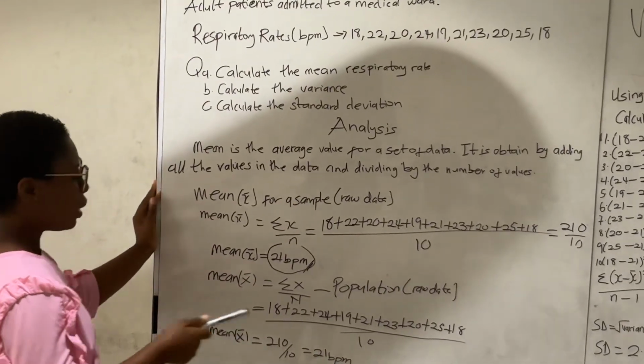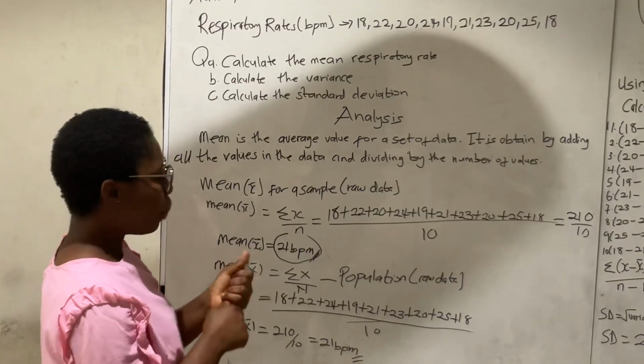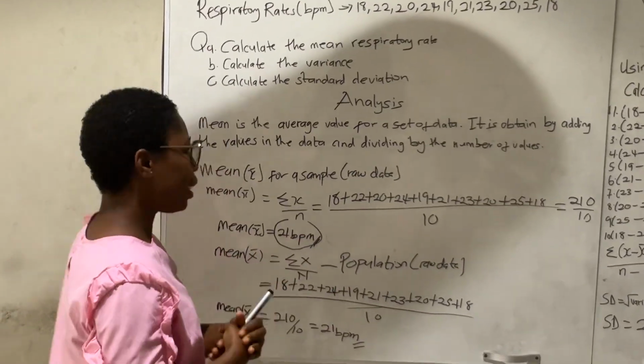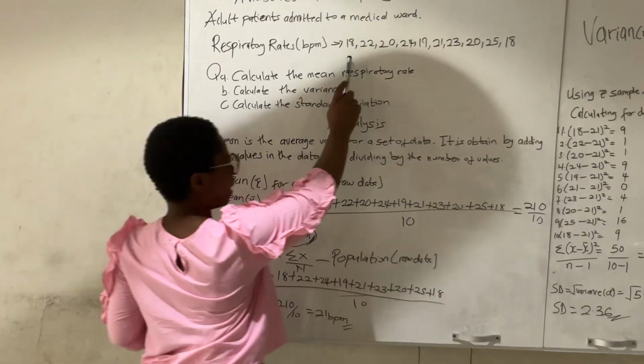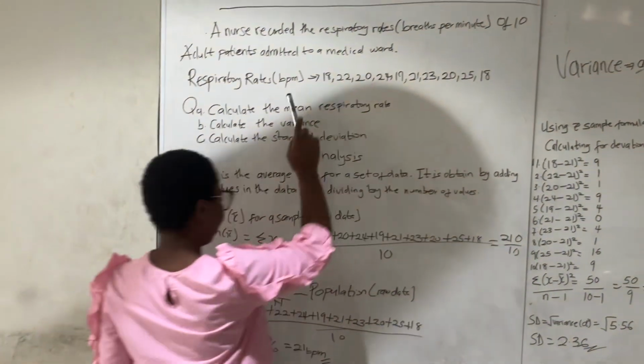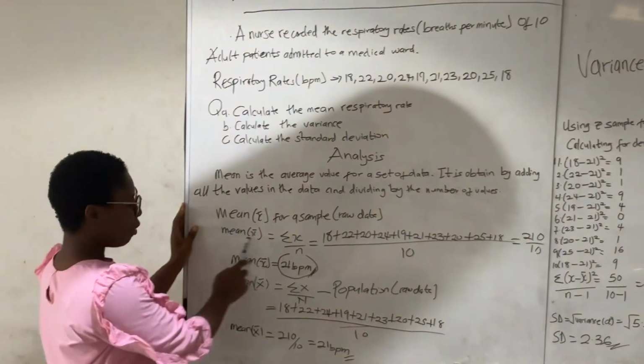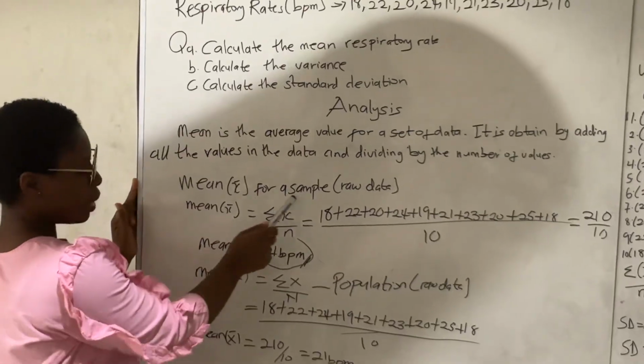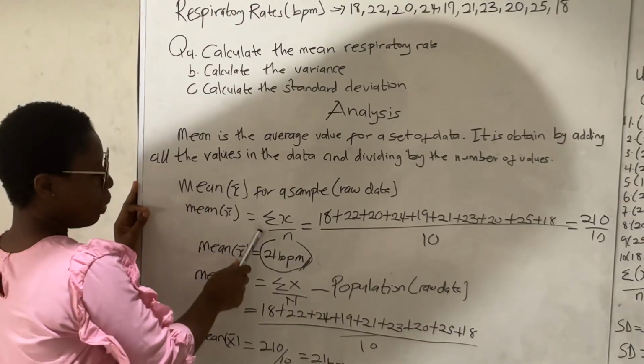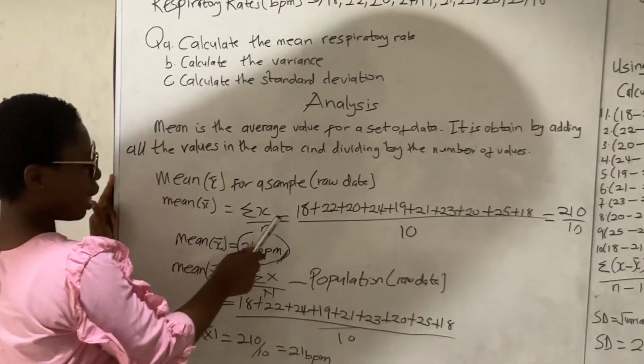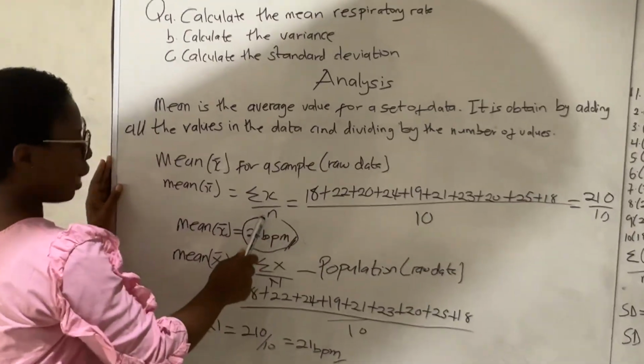So in calculating for mean, we have sample data and then population data. And these are the data sets, number of values that we have been given. So this is the formula for calculating mean for a sample data: summation of x, which is the values, all over n.